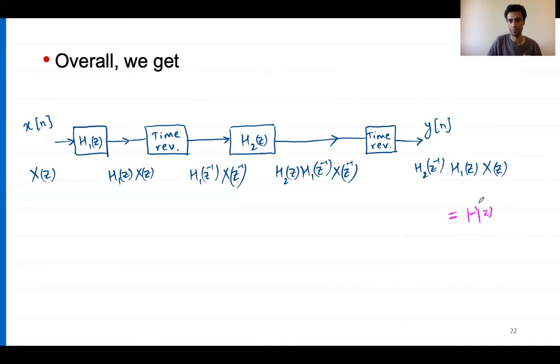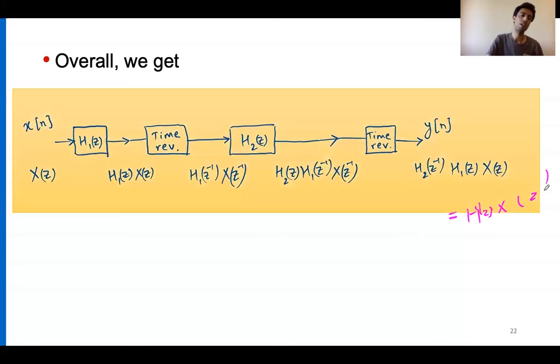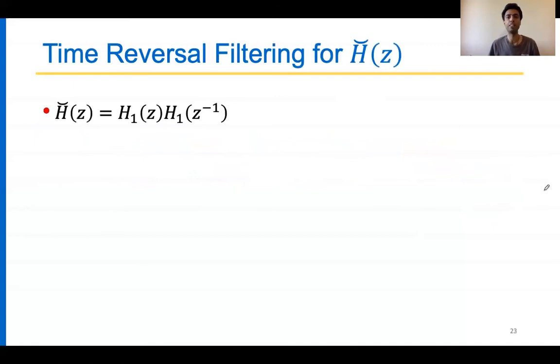Okay, h of z times x of z. Something like that. Okay. So this is an important result. We'll be saving this result. Means this is an important way to implement unstable systems.